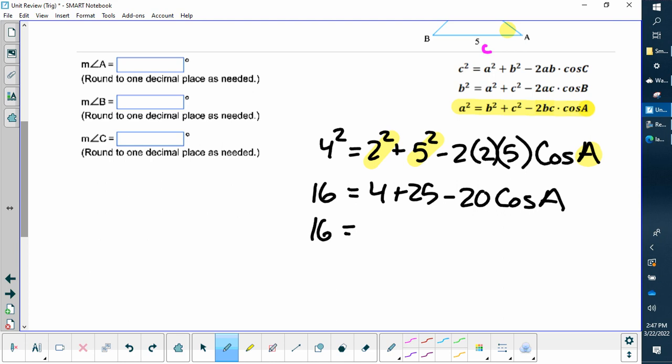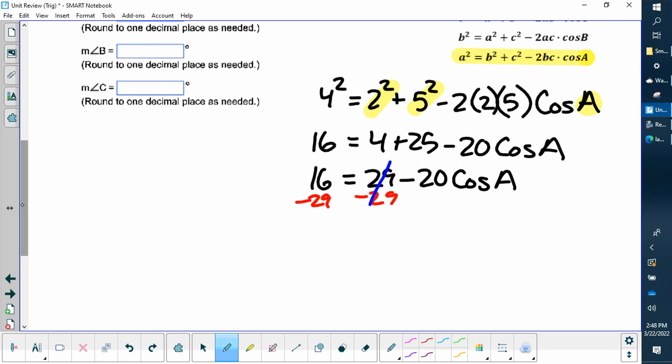So I get 16 equals, when I add these together, I get 29 minus 20 cosine big A. Okay, so step one, I'm going to subtract 29 from both sides. Minus 29. Okay, this goes away. Now I get negative 15 on the left side, negative 20 times, I'm going to put a dot here because it's important, the cosine of big A. Okay, the dot means multiplication.